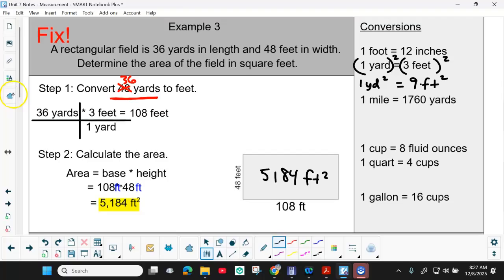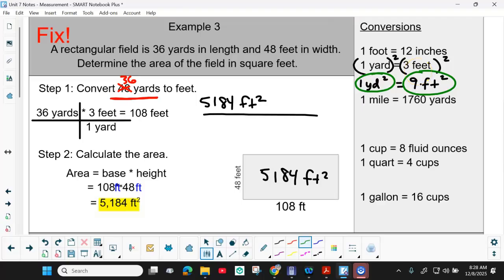Alternatively, I'm just going to go ahead and do one other conversion here. What if I want these in yards squared? That's kind of why I did the little conversion up there. Since I already have feet squared here, if I want to change 5184 feet squared into yards squared, then I would use this conversion.